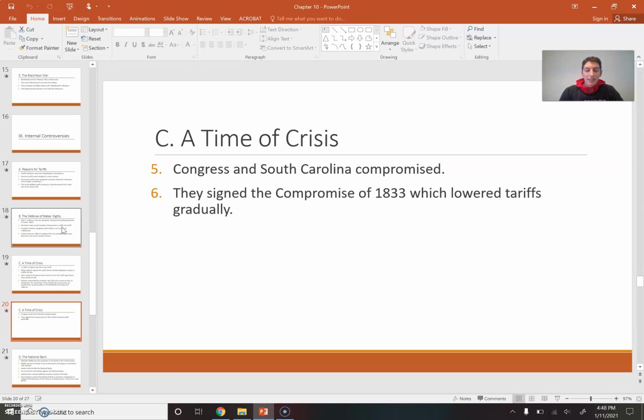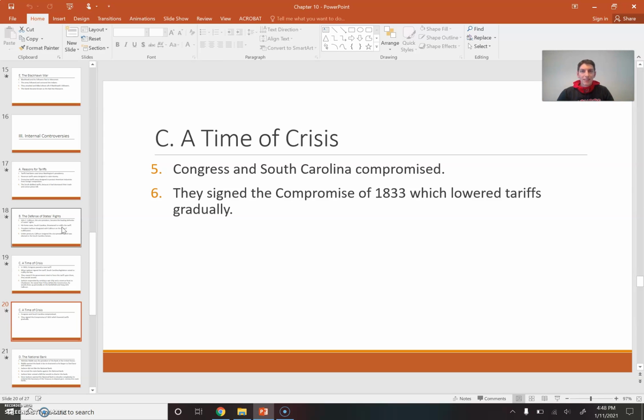So Congress and South Carolina compromised. John C. Calhoun didn't want to be hanged, and South Carolina did not want to go to war with the United States Navy. And so they signed the Compromise of 1833. The compromise basically stated, we are going to implement this new tariff at its original tax rate, but over time, we will lower the tariffs.